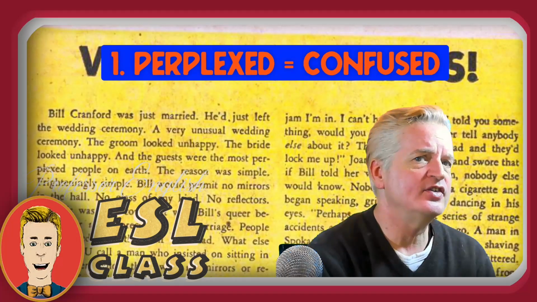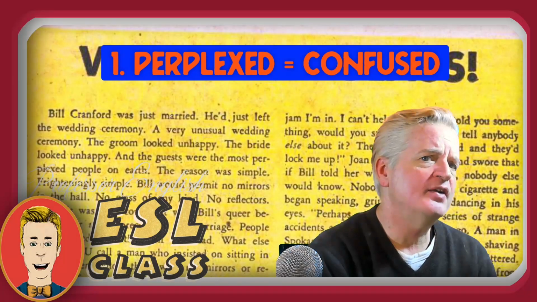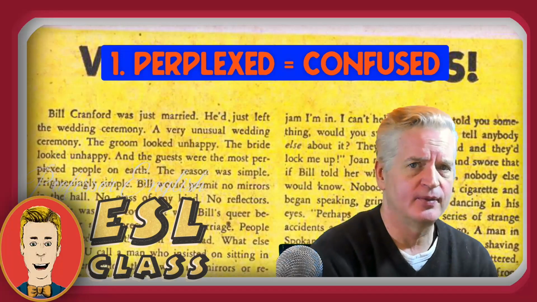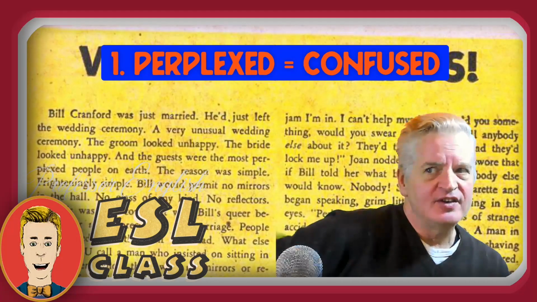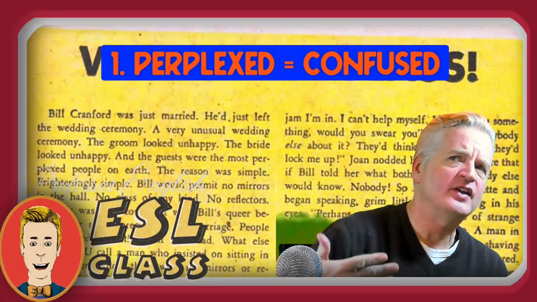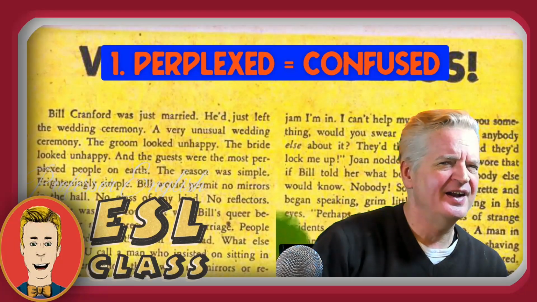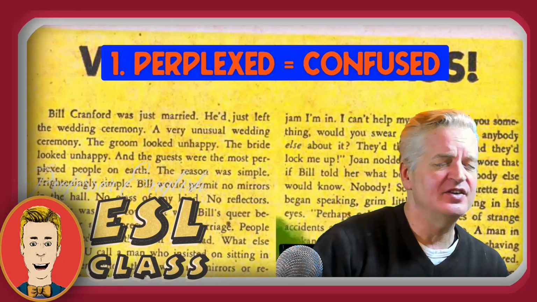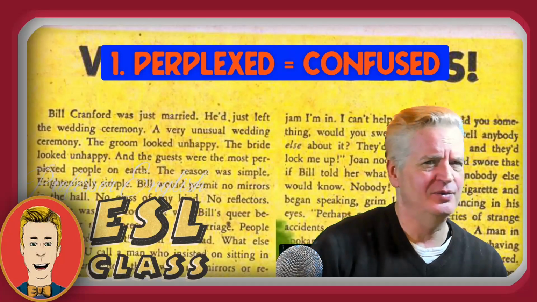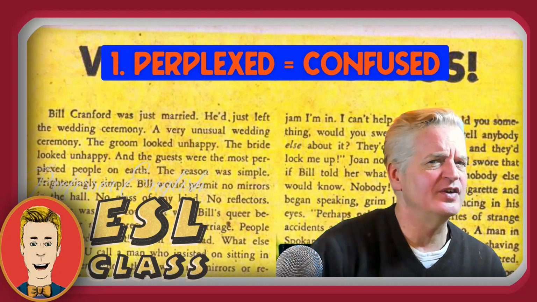Okay, now let's go back to the story and see how they use the word perplex. "The bride looked unhappy. The guests were the most perplexed people on earth." So imagine the situation. They're at a wedding. Everybody's supposed to be happy. That's what they think is going to happen. But the bride looks unhappy. The groom looks unhappy, and it's a very strange wedding. So the guests are trying to figure out what's going on here. This is weird. And that's why they're using perplexed here, because the guests are confused and they're trying to figure out what's happening.